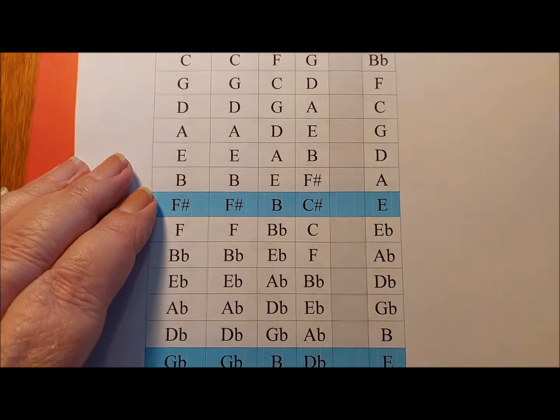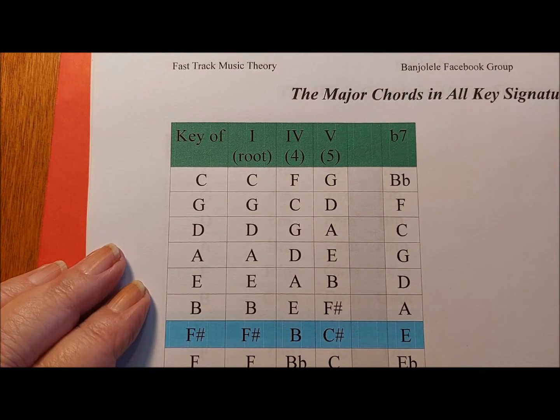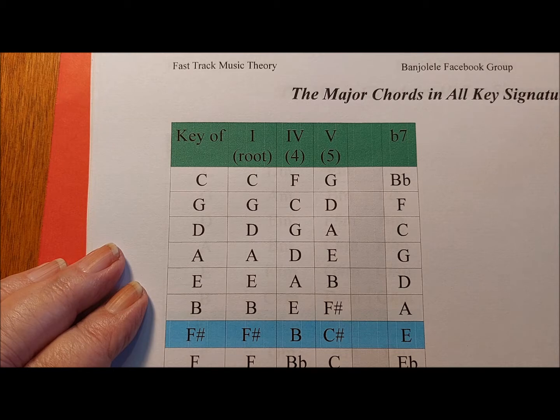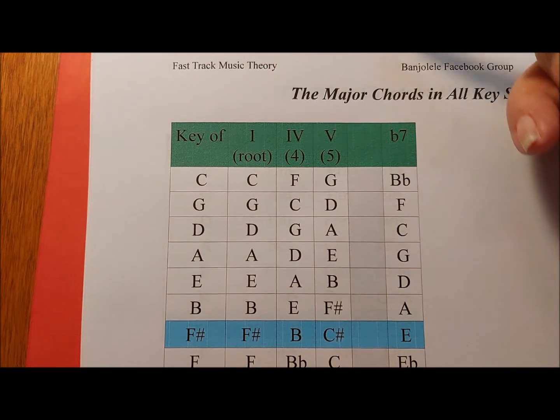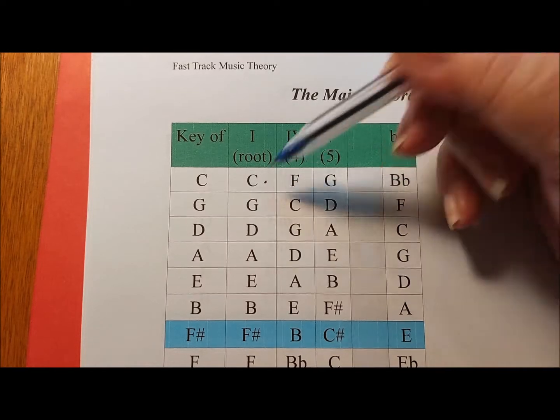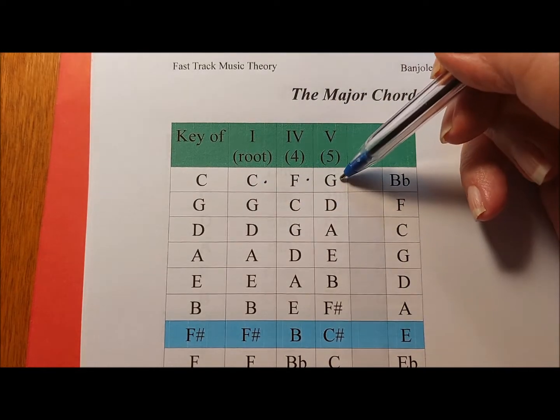Okay, so here's a nice little sheet for you. It's the major chords in all keys. It's based on your scales that we just went through. So we remember in the key of C, C was your root, F was your fourth, G is your fifth.